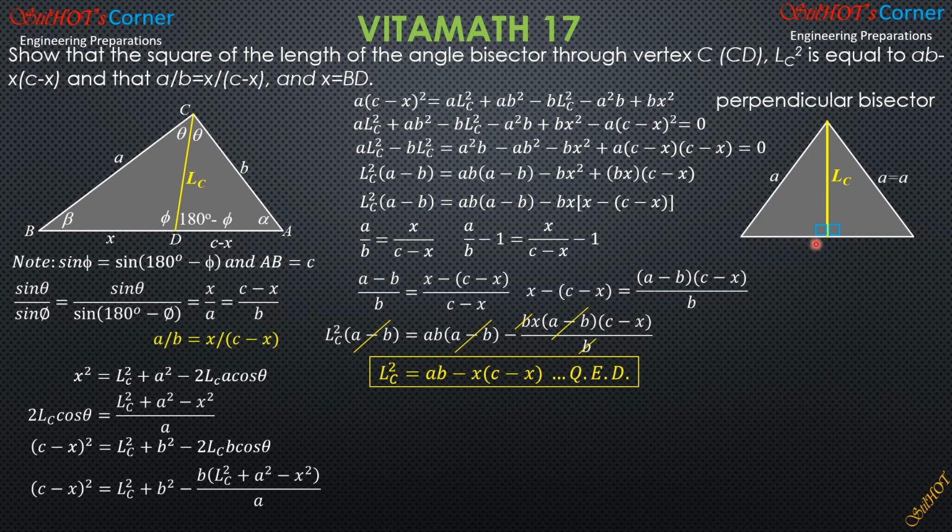That is, if we call that x, that's A, that's B. So B is equal to A, because this is an isosceles triangle, because the angle here is bisected. The opposite side is also bisected, so this is x, and C minus x is simply x. So this angle bisector reduces by Pythagoras theorem, L sub C square equals hypotenuse square, A square, minus x square. So that is L sub C square equals A square minus x square.